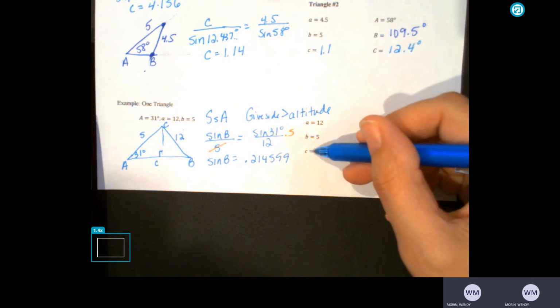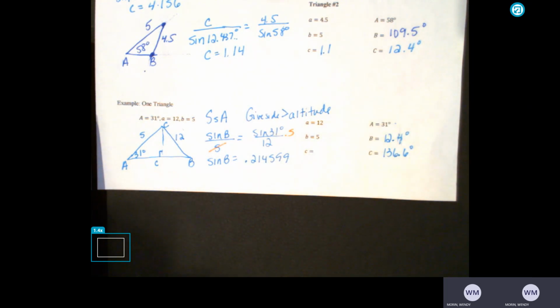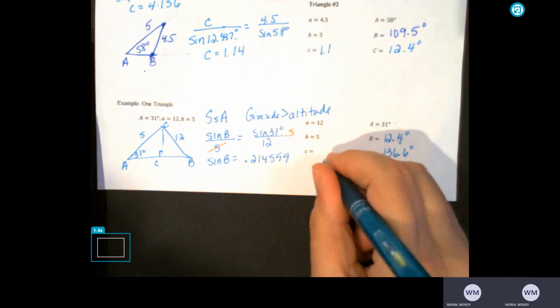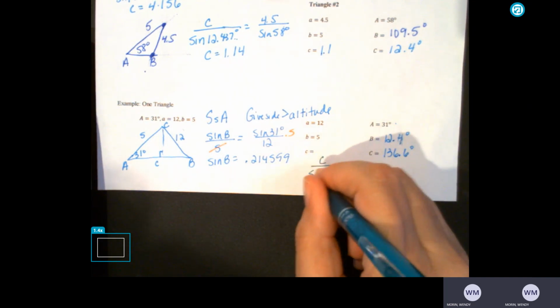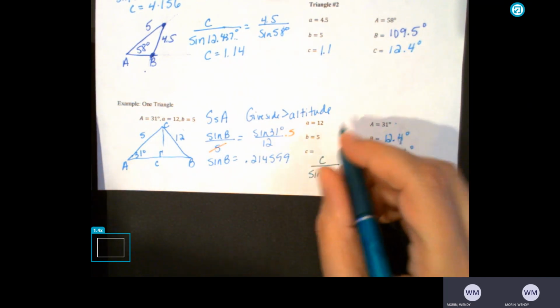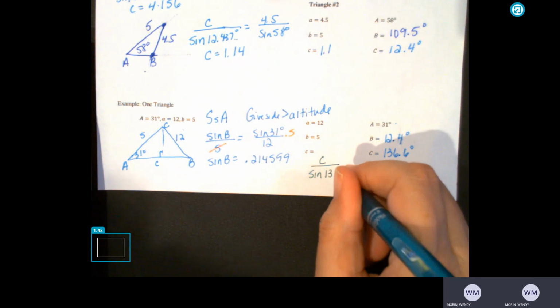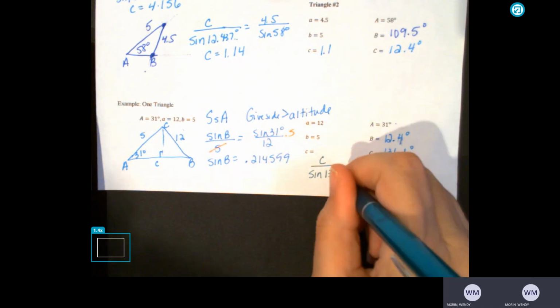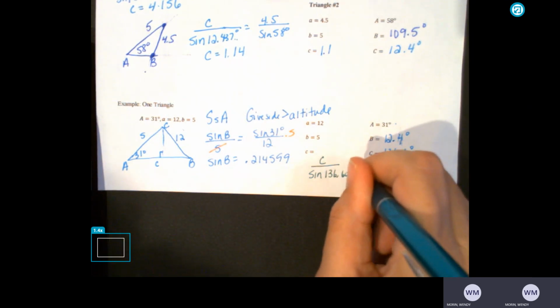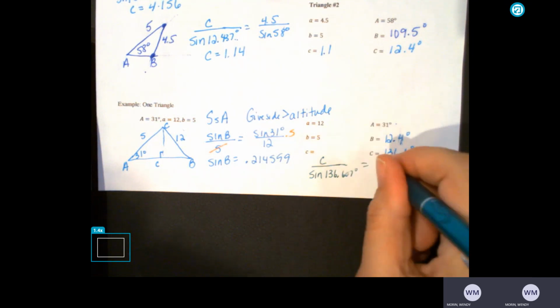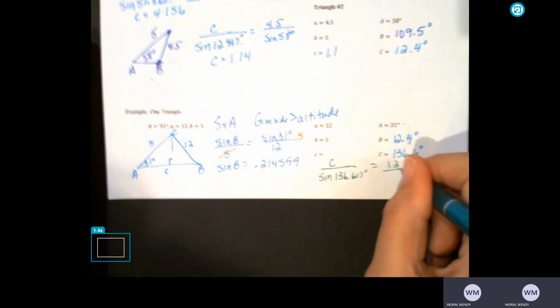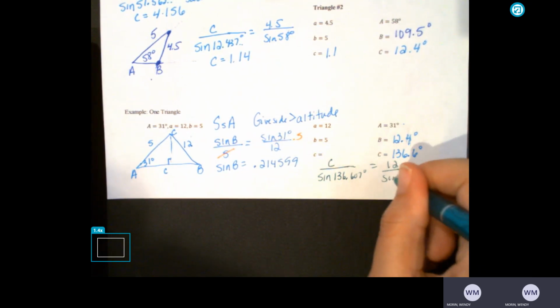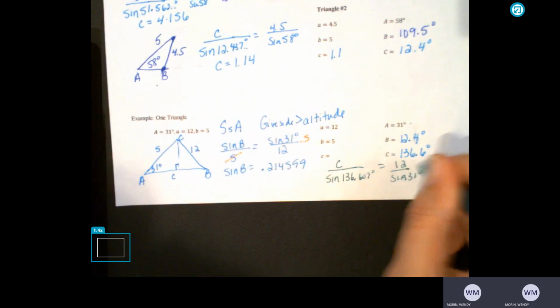All right, so we have to find side C still. So last thing we have to find. Side C is to the sine of angle C. And again, I'm going to go back up in my calculator. It's 136.07 degrees. And again, I'm going to use the given 12 over the sine of 31 degrees.